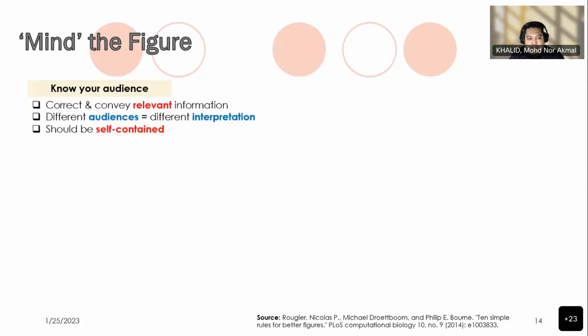So one important thing is to know your audience. So let's say if you're publishing in a proceeding compared to a journal, you need to know what level of detail you need to give, and you have to remember that figures should be self-contained. It should be, without the supporting text in the paper, the figure can still be understood by itself. That's what self-contained means. And then of course, different audiences will have different interpretations.